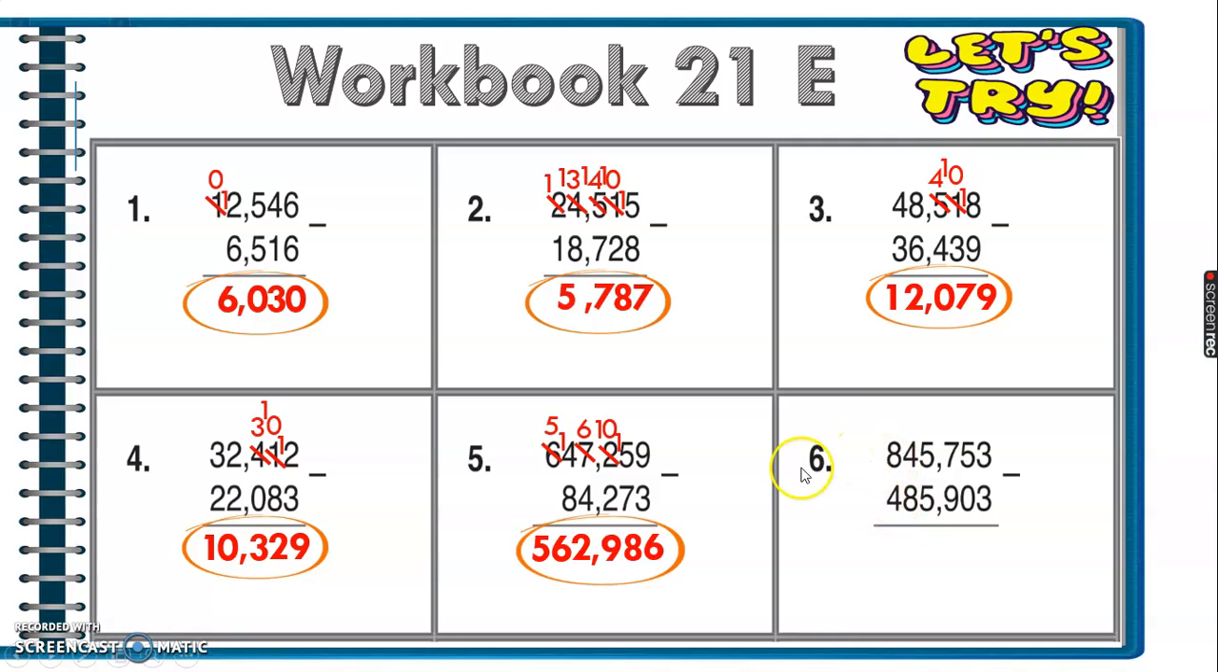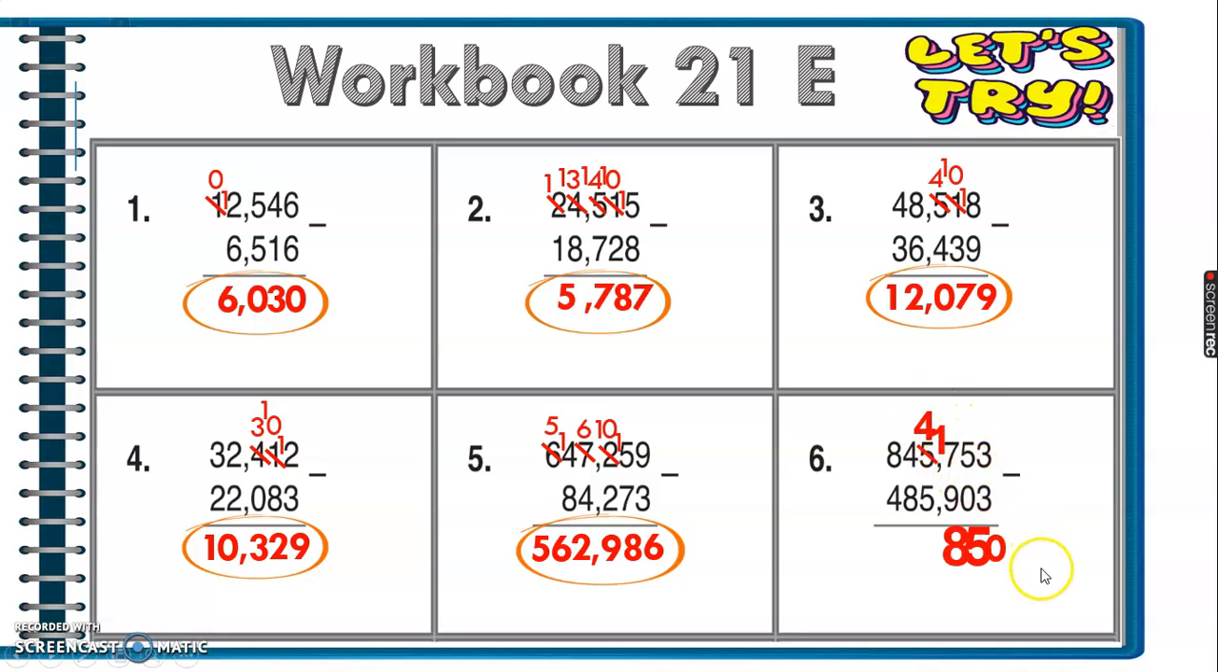We have number 6, 845,753 minus 485,903. So 3 minus 3 is equal to 0. 5 minus 0 is equal to 5. 7 minus 9 cannot be, so we can borrow from 5. 5 will be 4, and 7 will become 17.